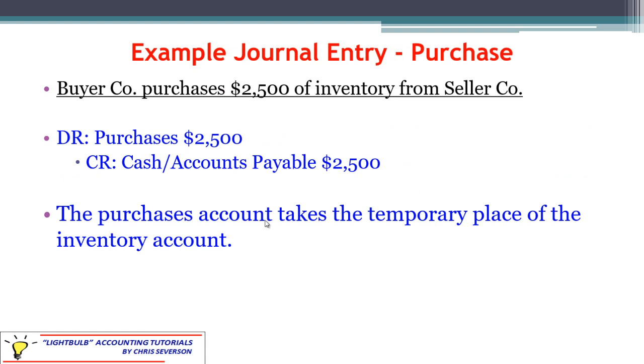So let's take a look at an example journal entry for this, for purchase of inventory. You would have a debit to purchases, that temporary account, for $2,500, and a credit to either cash or accounts payable, depending on whether you spent cash right away or whether you're going to pay over time. Again, that purchases account takes the temporary place of the inventory account.